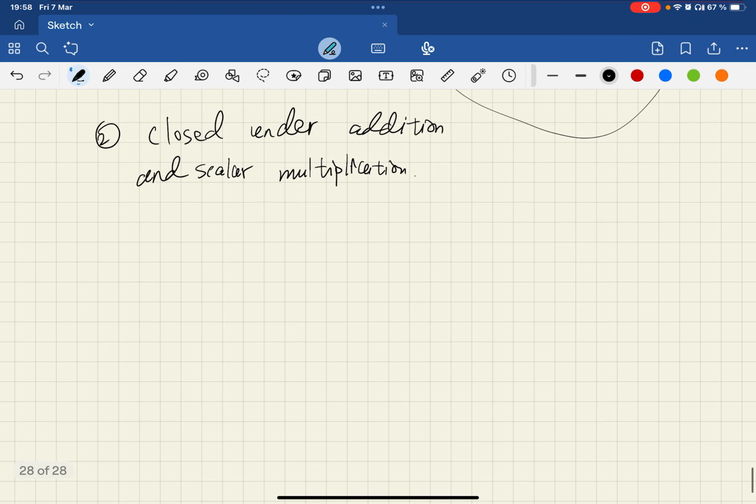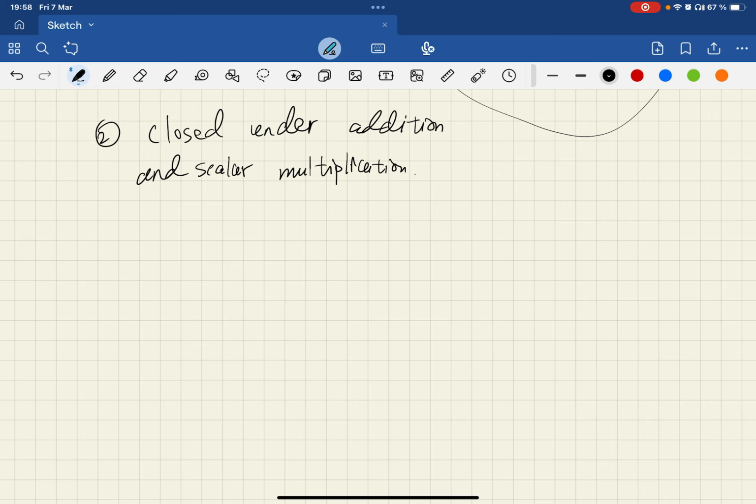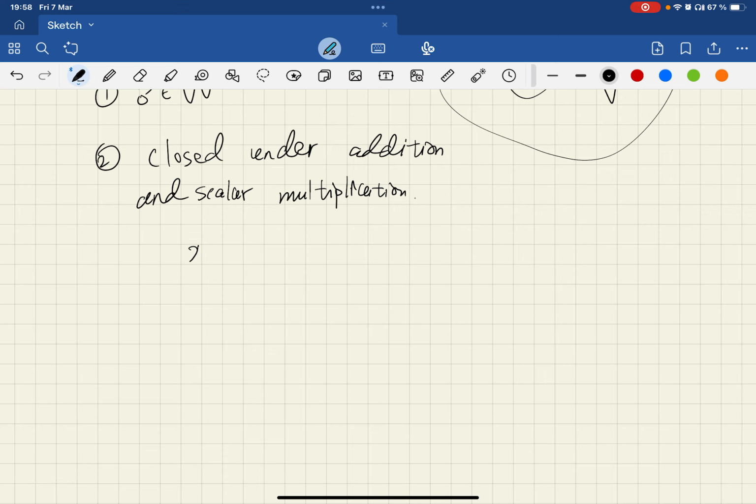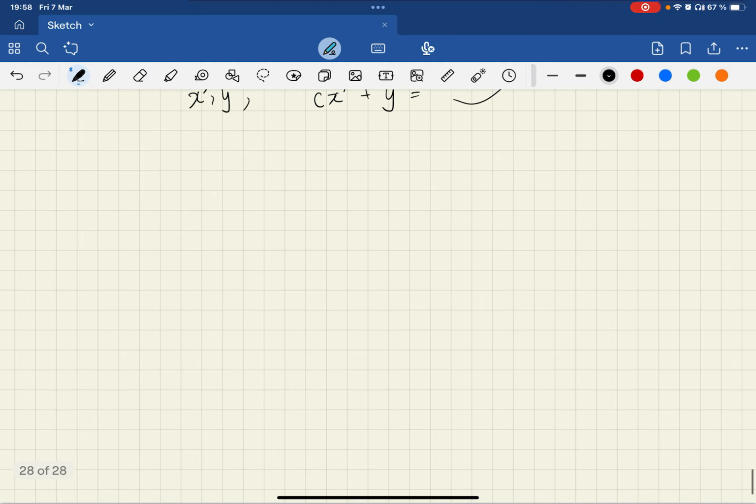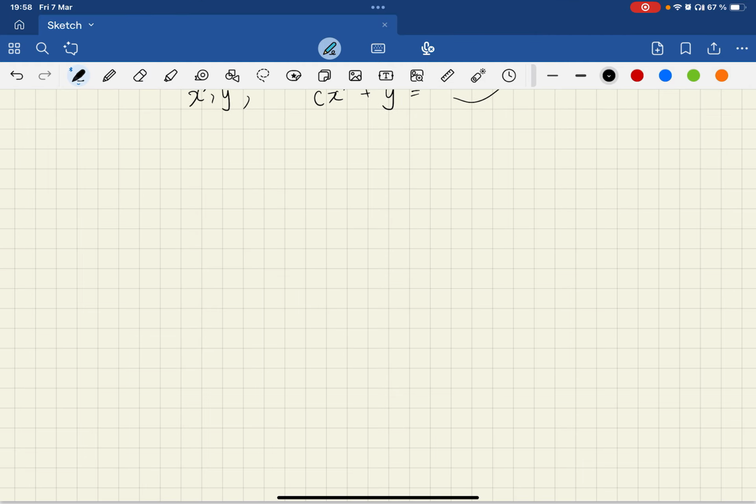This is not that intuitive, because we're trying to see that if we have x, y, then c times x plus y also lives in W, which means as you stretch a vector and add it to another vector, the result also lives in the vector space. Okay, let's start.